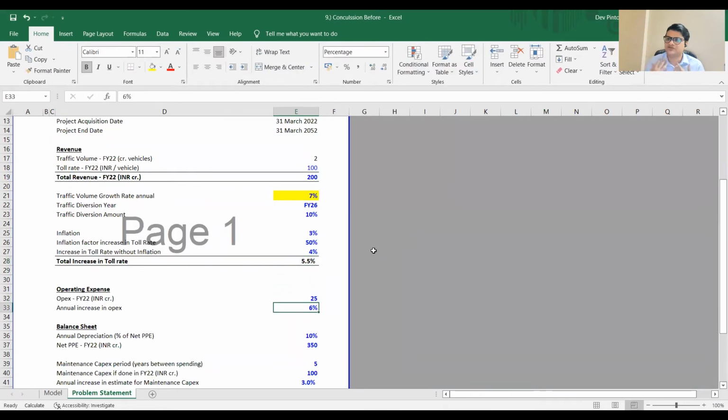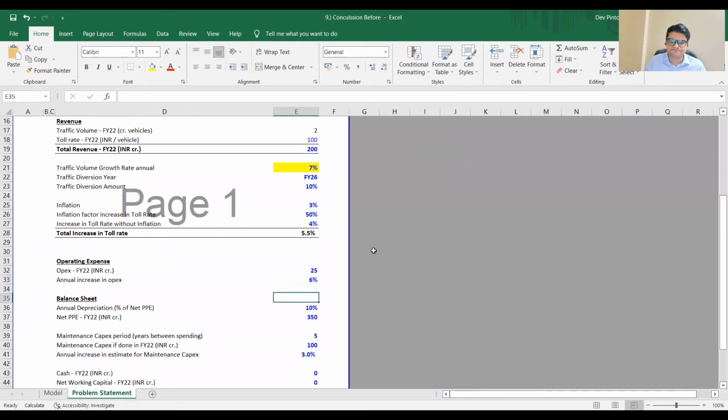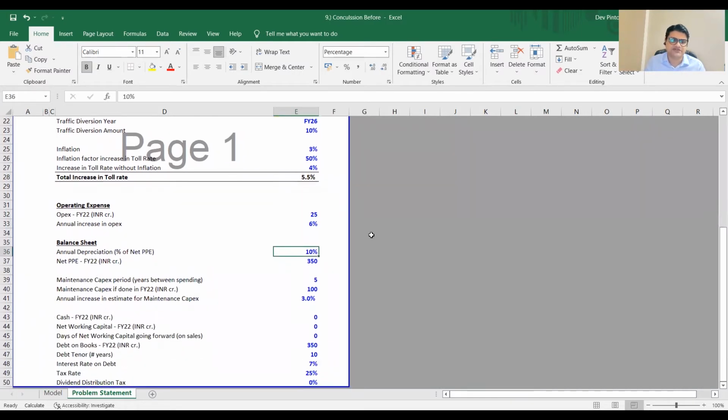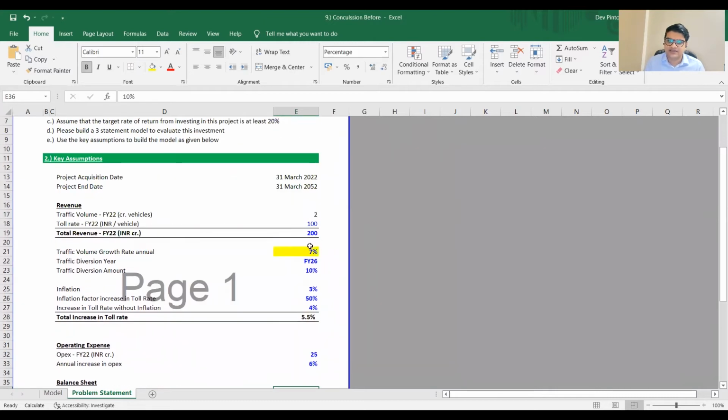OPEX is going to increase. Of course, it's going to increase, right? OPEX always increases because of inflation. Balance sheet. I don't think there was anything special on the balance sheet as well. So I think this number was a little bit of a number that we should think about in more depth when we are building out a model like this.